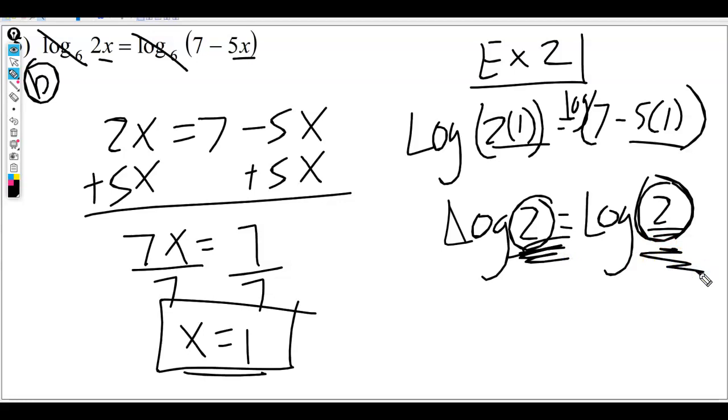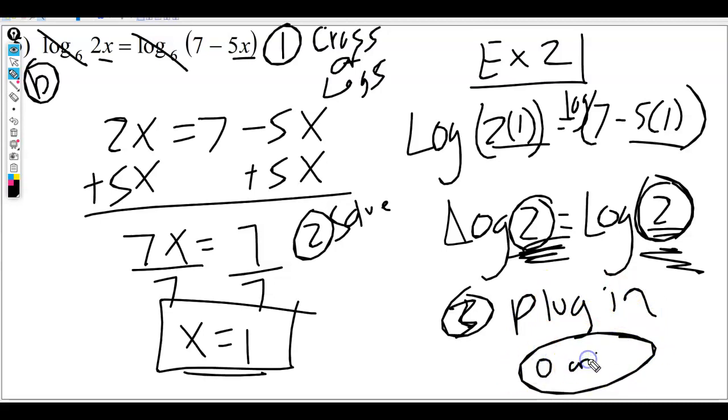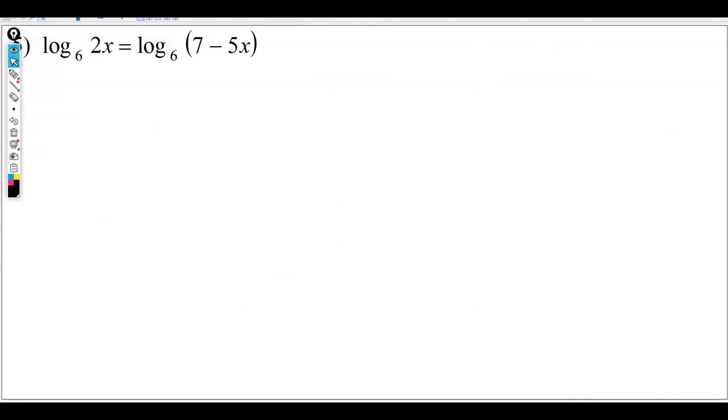So we have a 3-step process. Step 1 is to cross off the logs. Step 2 is to solve for x. Step 3 is to plug it in. And remember, we're not allowed to have 0 or negatives after we plug it in. Those are not allowed. If you get a 0 or a negative, then you cross it off and you say there's no solution. Okay? So I'm going to let you guys try a sample problem. Go ahead and try that one there. Pause the video.